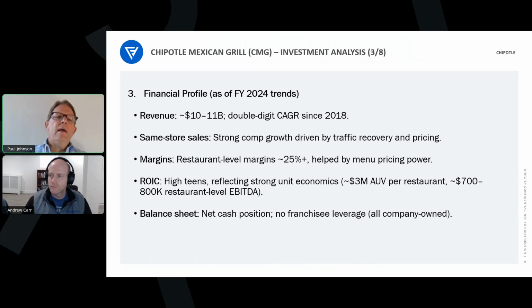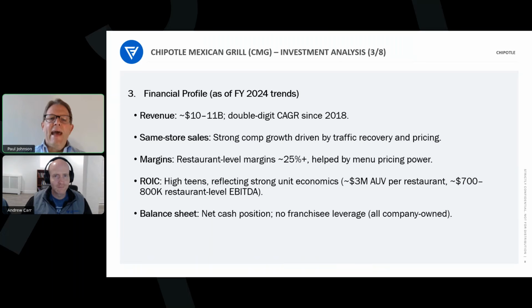All right, ROIC, high teens, reflecting strong unit economics. More than $3 million average unit volume. That's AUV. Again, you might have to type that into Google. Just, hey, by the way, what does that mean? And 700 to 800,000 restaurant level EBITDA. May write that down. Interesting, but I'm going to use a different tool for all the numbers.